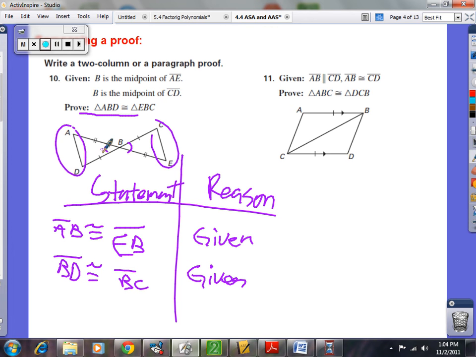We know there's a vertical pair. So you got to write this. Now hold on. That's angle B, right? So I'm going to write angle. I can't write angle B because I don't know if it's the left or the right. I've got to go angle ABD. Angle ABD is congruent to angle EBC. Why do I know they're congruent? The reason is this. It's a vertical pair.